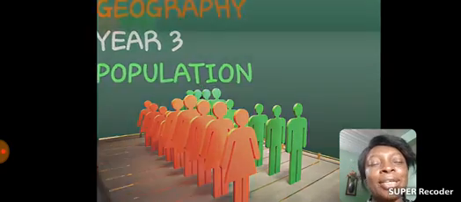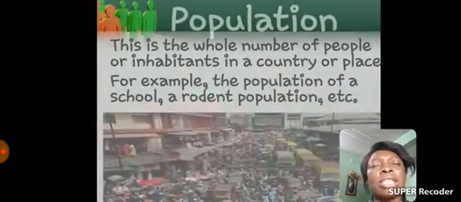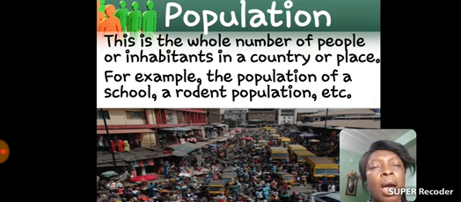It's called population. Now, what is population? This simply means the number or the whole number of people or the inhabitants of a particular place, a region, or a country. For example, you have the population of pupils in a particular class, the population of children in a particular school, the population of adults in a particular place, depending on what you're measuring. Even rodents, ants, they have their own population.